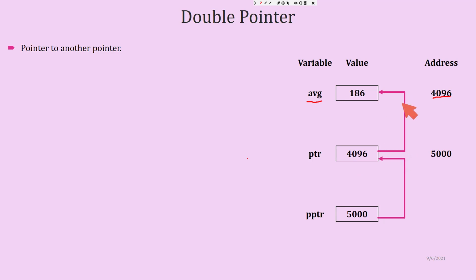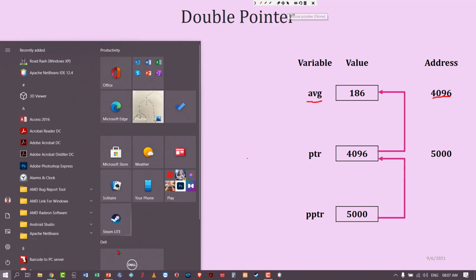ptr points to avg. Since ptr is a variable, it also can have an address. Let the address be 5000. That address I am storing it in another variable called pptr. So this is called double pointer. pptr is a pointer to another pointer which points to the actual variable. So I'll explain with the help of an example.